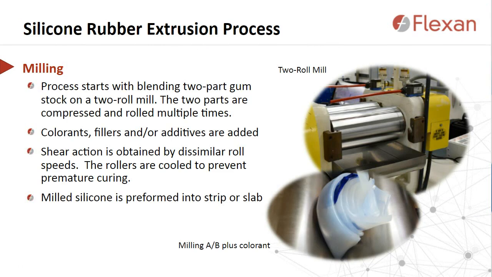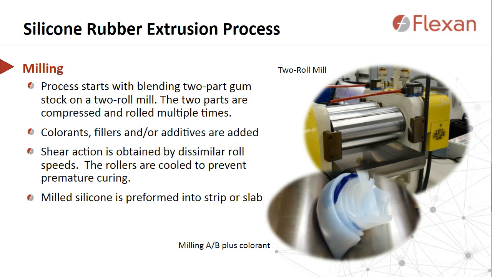The extrusion process is conducted using material that is often referred to as gum stock or HCR, which is called high consistency rubber. A quick reference would be to think about a relatively soft clay such as Play-Doh. The preparation of this material for the extrusion process is done through a process called milling.